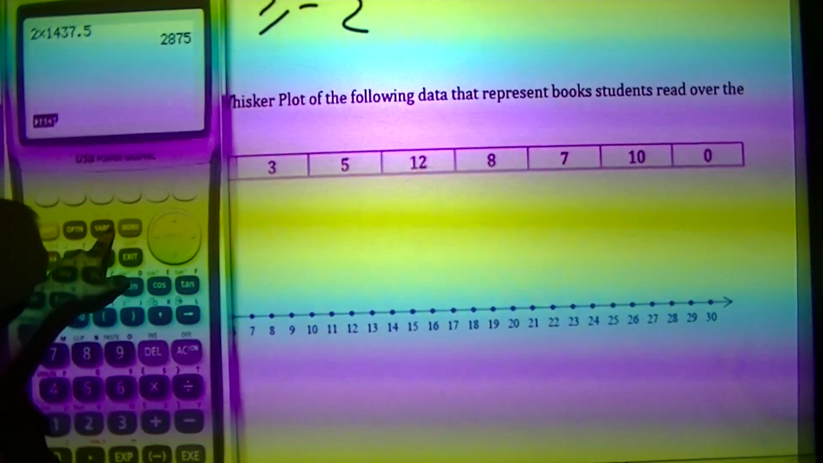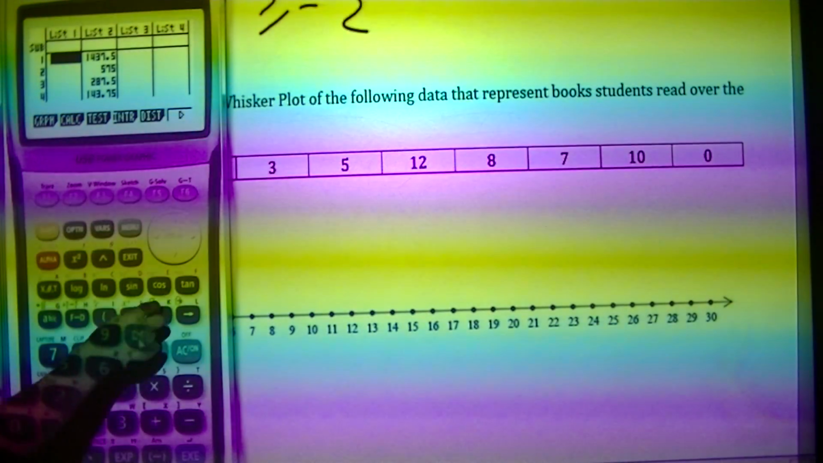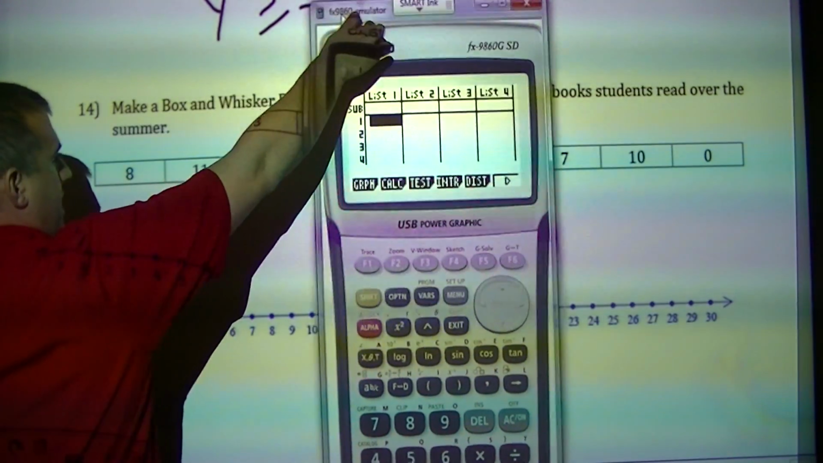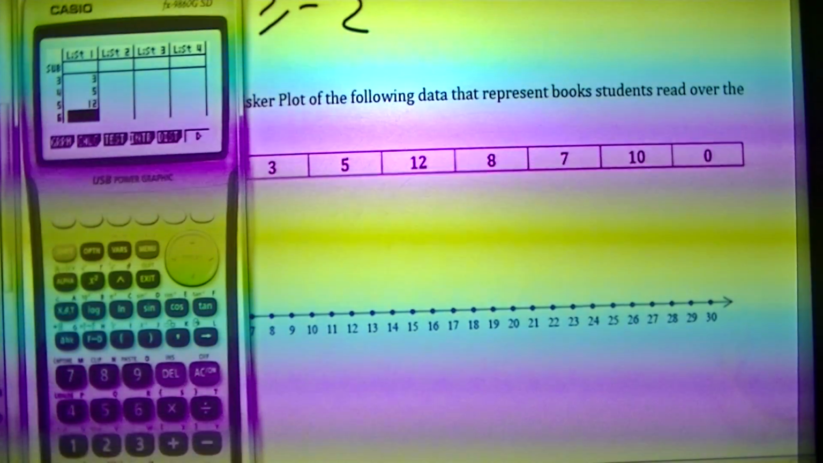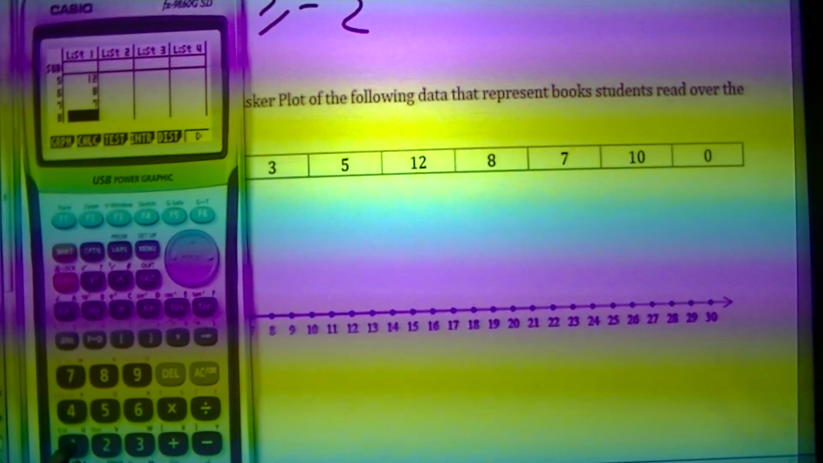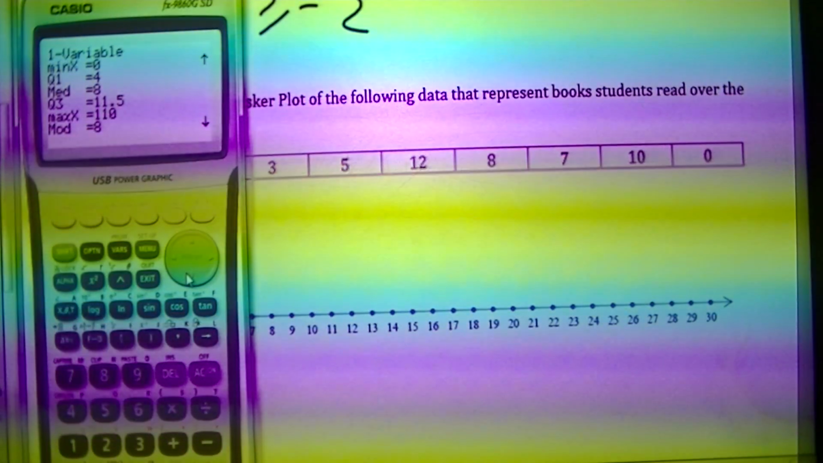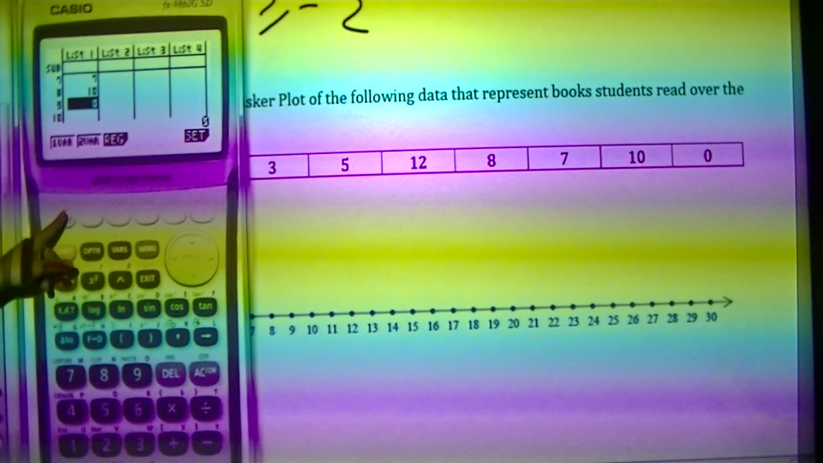So I'm going to go into menu, into stat, and delete all this stuff. What are my first couple numbers here? 8, 11, 3. 8, 11, 3. 5, 12, 8, 7, 10, 0. All right, I'm going to calculate. I'm doing this one, F1. To do the box plot, I need this information. Whoops, I think I made a mistake there. Yep, I did. It should have been 10.